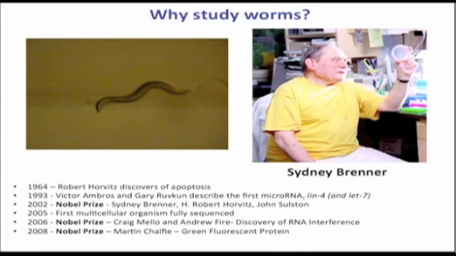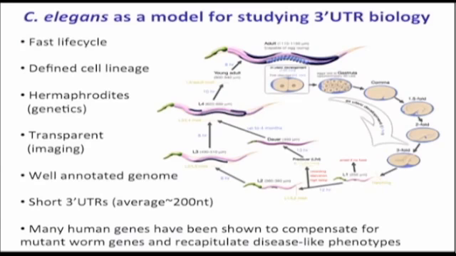Marty Chalfie in 2008 used C. elegans to demonstrate that you can express a GFP protein within an organism and visualize structures in vivo. And he also got a Nobel Prize out of it. So the worm is very quick in growing. It has a very fast life cycle. In a matter of days, you start from one worm and you have thousands of worms.